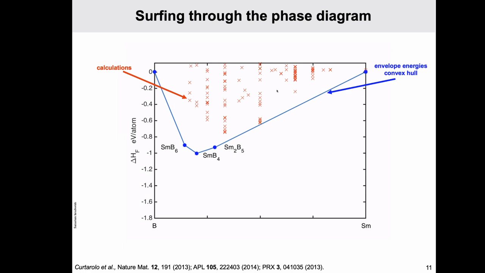So in this Gibbs formation energy picture, you see that samarium boron 6, samarium boron 4, and samarium 2 boron 5 are the most stable configurations. No problem. Now let's make a virtual experiment.